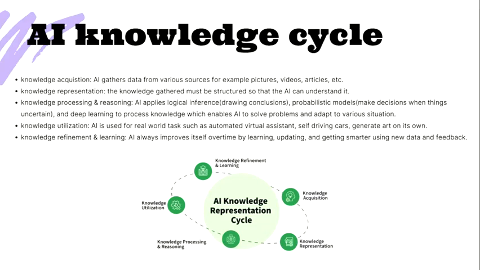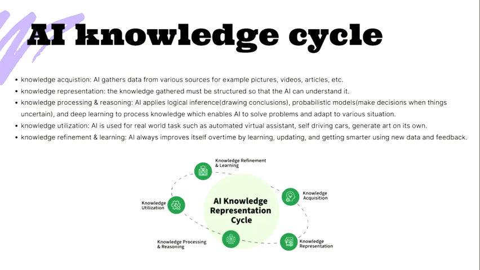AI knowledge cycle. Knowledge acquisition. AI gathers data from various sources, for example, pictures, videos, articles, etc. Knowledge representation. The knowledge gathered must be structured so that the AI can understand it.